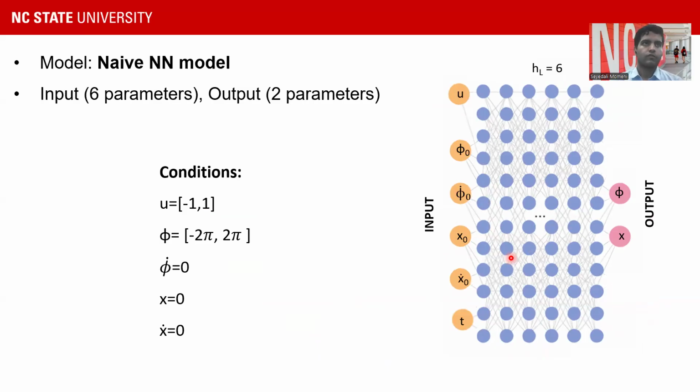The MLP model was very computationally expensive, so we introduced a naive neural network. Here, the time is another input, and we just have the position and angle as the output. We still have six hidden layers, but different neurons, and the other difference is the initial conditions here. Some of them are fixed, and we just change the initial angle and forcing function.